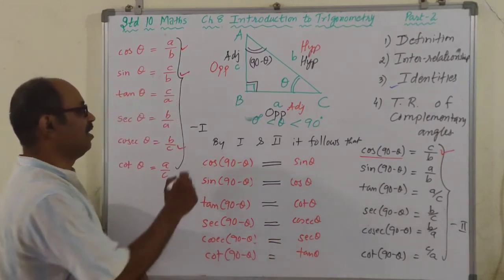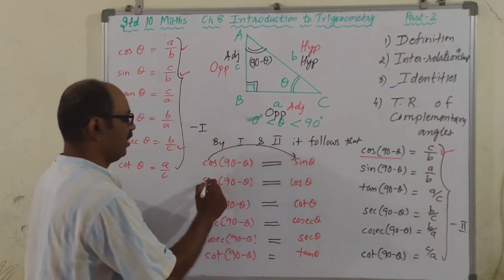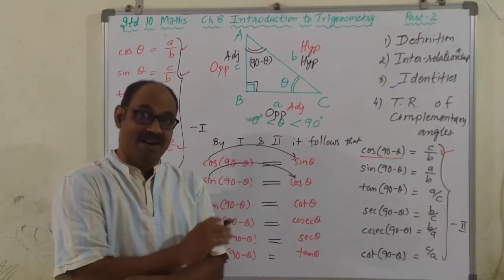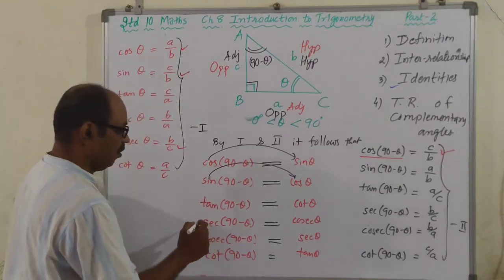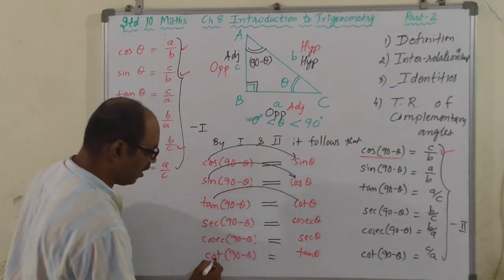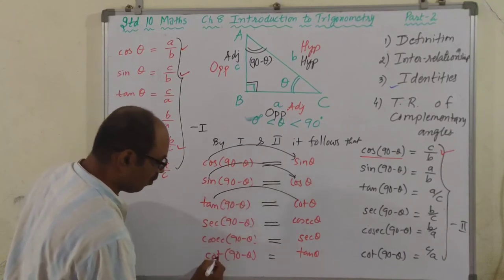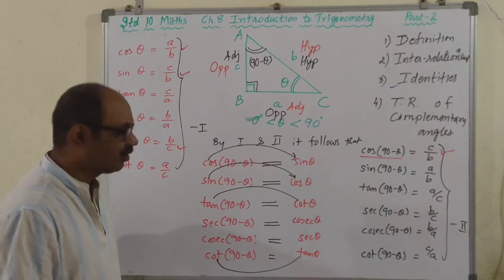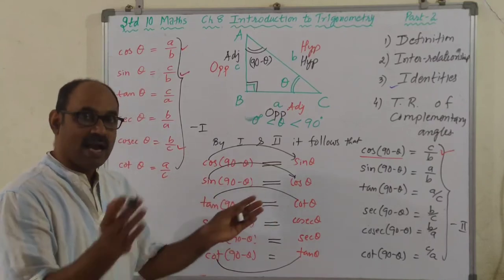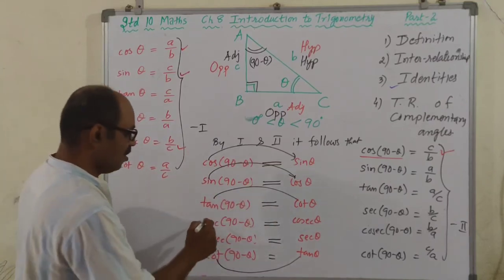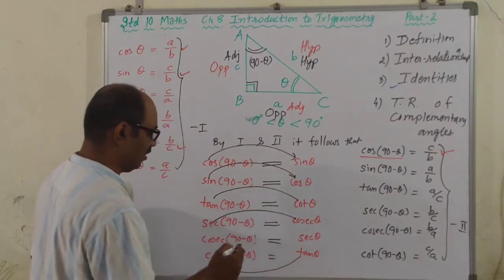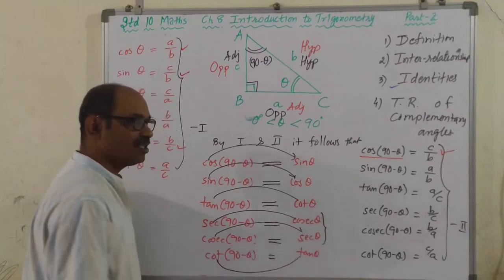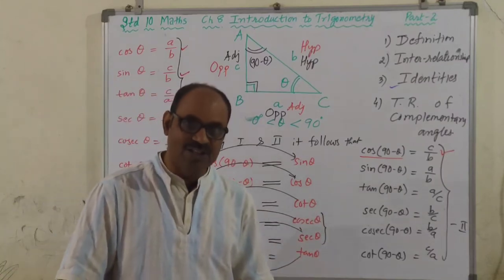Correct? So what is complementary of cos? Sine. What is complementary of sine? Cos. So sine and cos are complementary of each other. What is complementary of cot? Tan. And what is complementary of tan? Cot. So tan and cot are complementary of each other. What is complementary of cosec? Sec. And complementary of sec is cosec. So cosec and sec are complementary of each other.